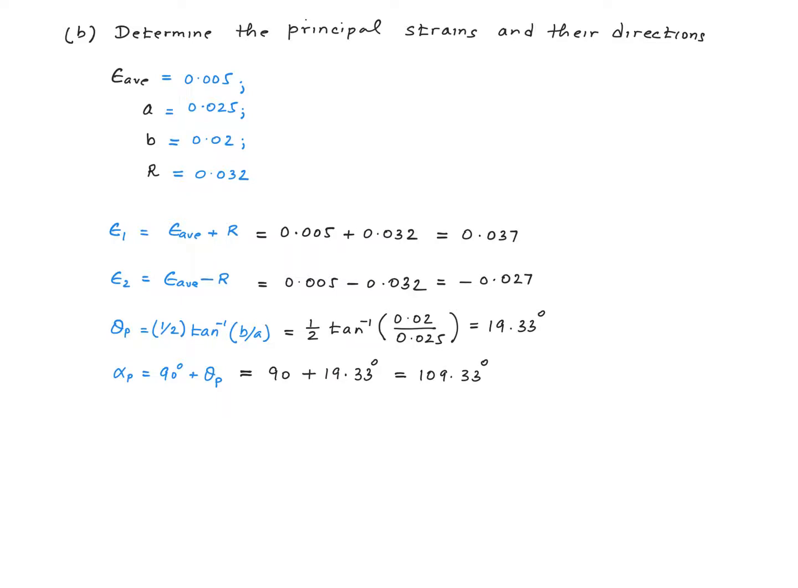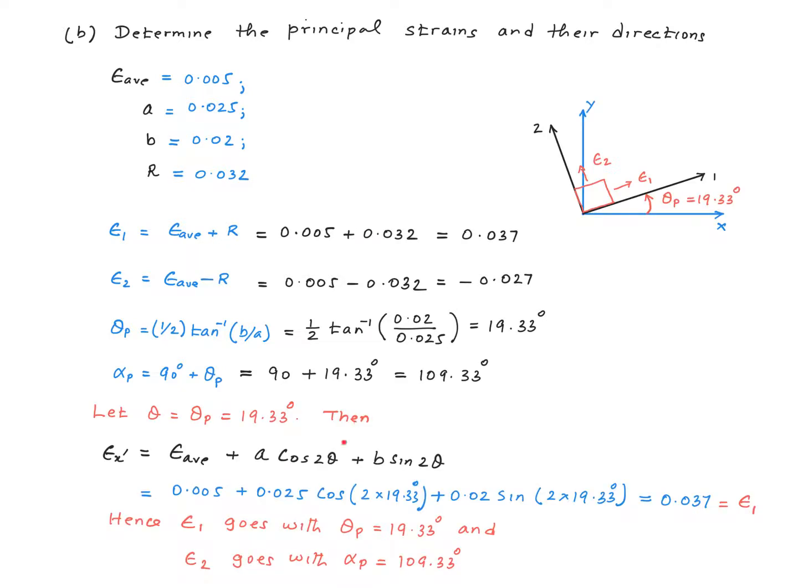So let's figure out which one goes with what. So here's what I have done. I took theta p and used that as theta in my coordinate transformation equation for epsilon x prime. The value that I calculated for epsilon x prime is exactly equal to epsilon 1. Therefore, this is proof that theta p goes with epsilon 1, and therefore alpha p, which is 109.33 degrees, goes with epsilon 2.